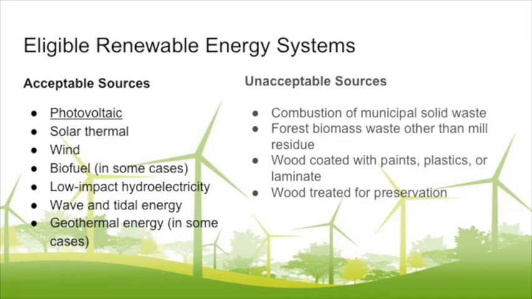These sources include photovoltaic, also known as solar power, as well as solar thermal, wind, biofuel, low-impact hydro, wave and tidal energy, and geothermal energy. Unacceptable sources of energy, specifically found under the biofuels category, include the combustion of municipal solid waste, forest biomass outside of sawmill residue, wood-coated materials that are hazardous if burned, such as paints, plastics, and laminates, and finally treated wood variants commonly found in construction.